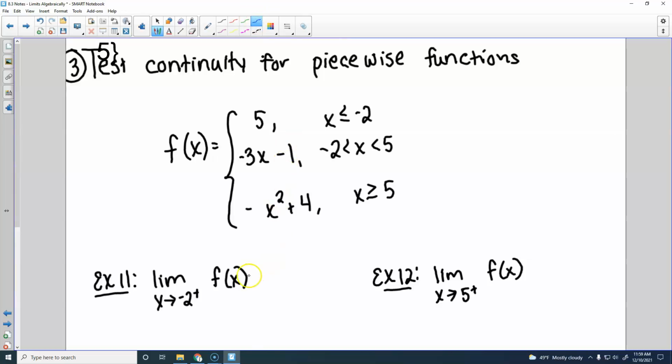This is a really simple equation, so we can just do direct substitution. -3 times -2 minus 1, we'll get positive 6 minus 1, so we will get 5.